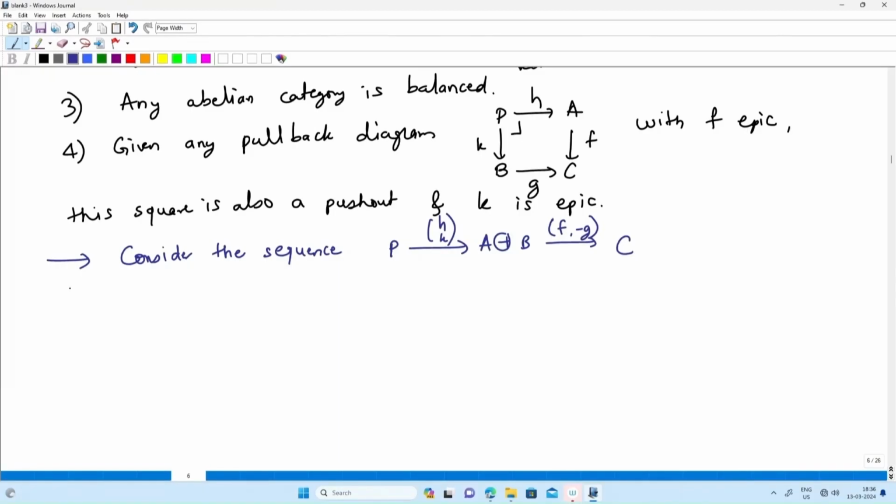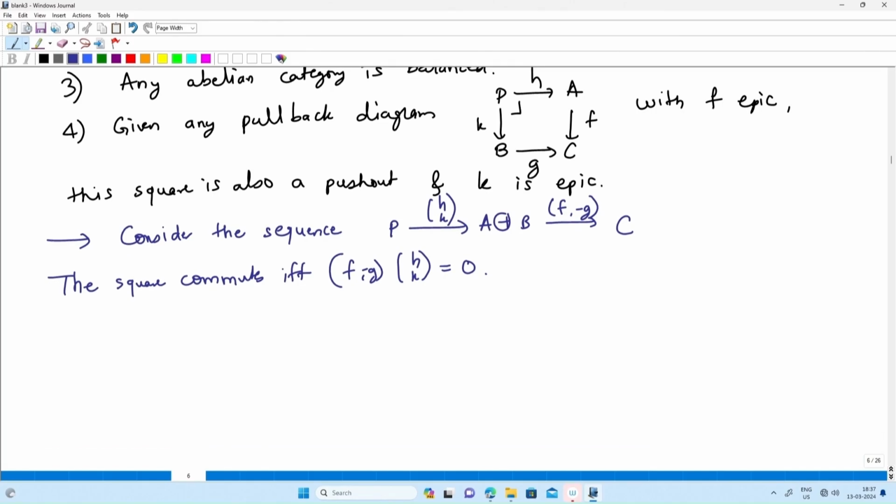Okay, so the square commutes if and only if F comma minus G composed with HK is equal to 0, which is given to us. Yeah, we are given that the square commutes, so therefore we know F comma minus G composed with HK is equal to 0, because it's simply FH minus GK. FH is equal to GK, so FH minus GK is 0.